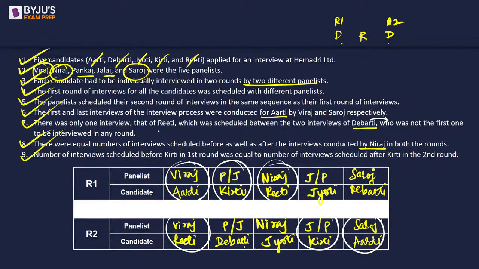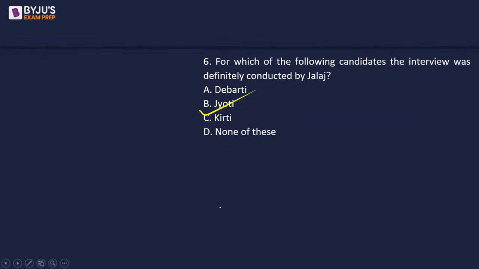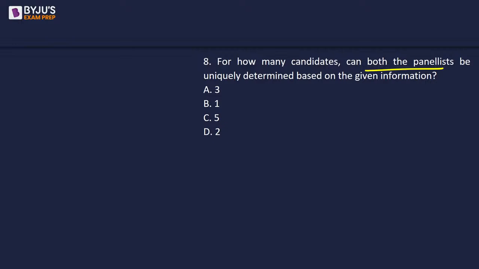Right, so for three people. Aarti will be interviewed by Viraj and Saroj. Debarti, not sure. Jyoti, not sure. Kirti, it's Pankaj and Jalaj in any sequence: Pankaj in the first round and Jalaj in the second, or Jalaj in the first and Pankaj in the second. And Ritika, it is Neeraj and then Viraj. So, 3 people we can uniquely determine.